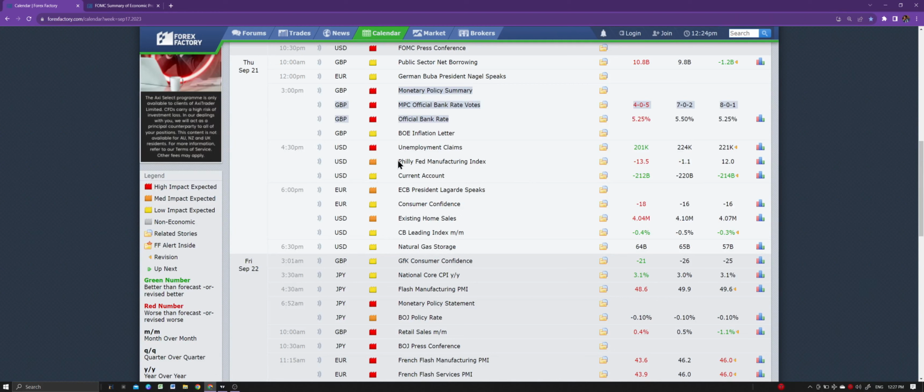We had the Philadelphia manufacturing index, which came in lower, right? Which is a good thing for the economy in a way, because if the manufacturing is dropping, that means the rate hikes are somewhat working.